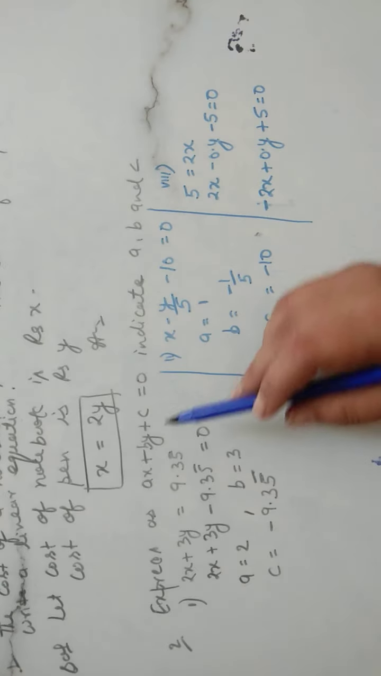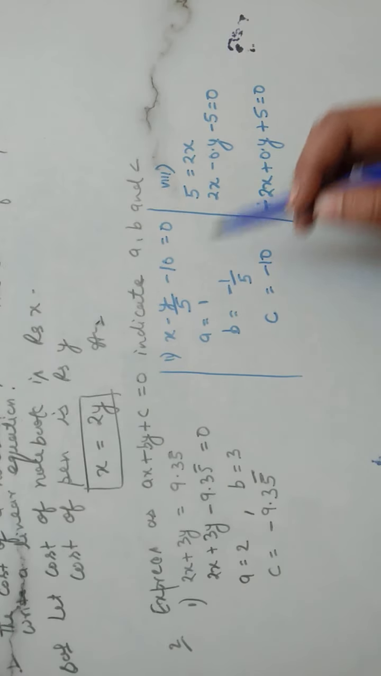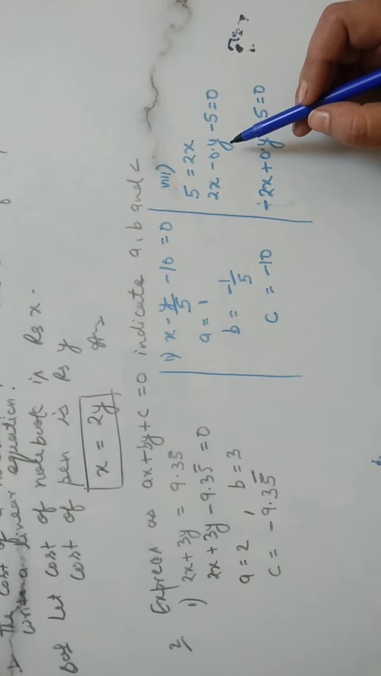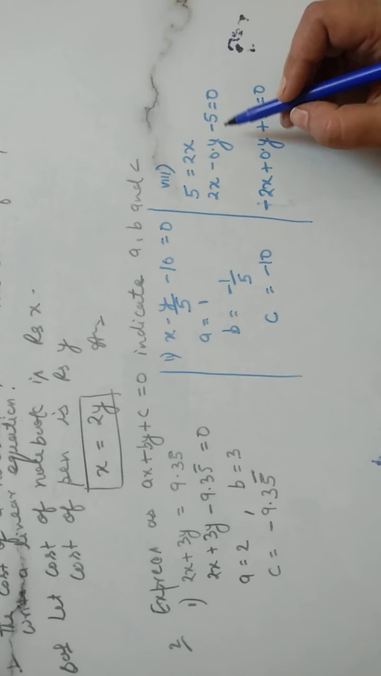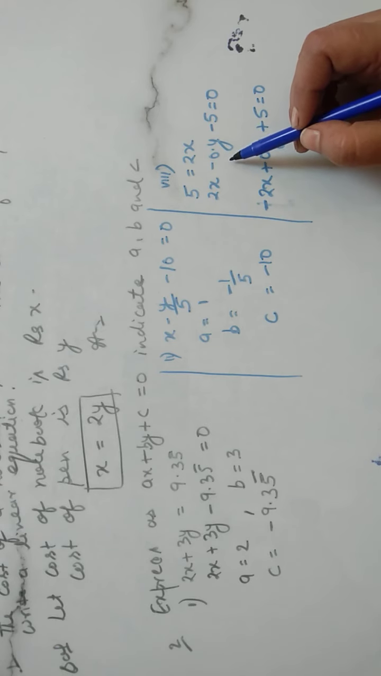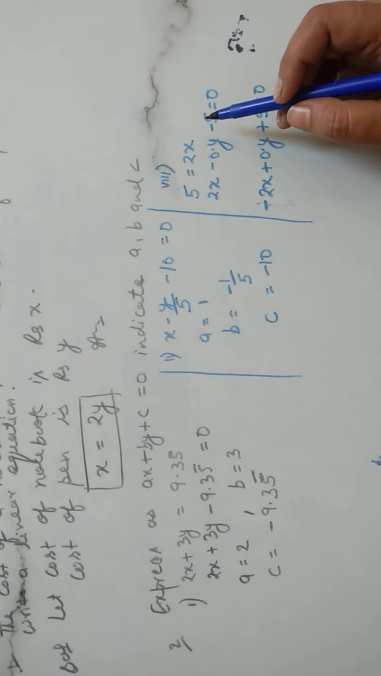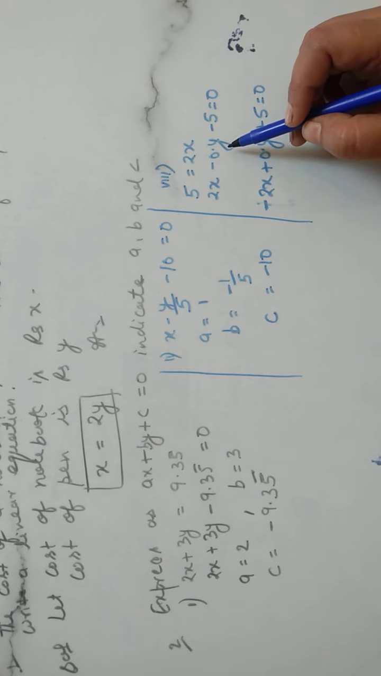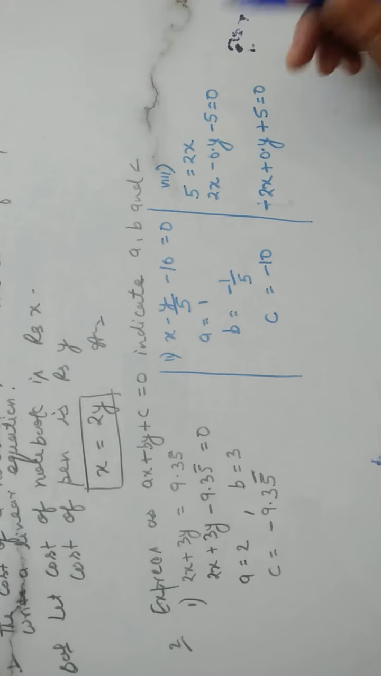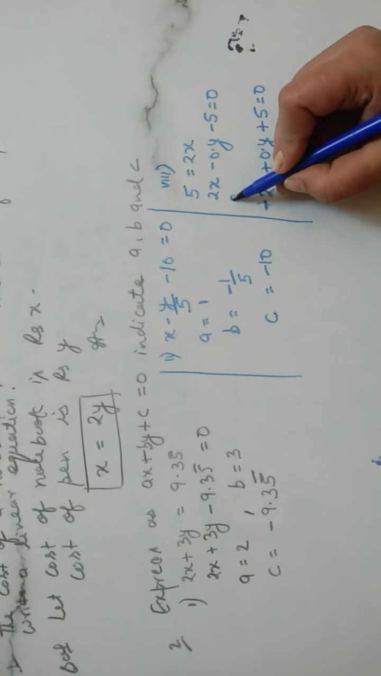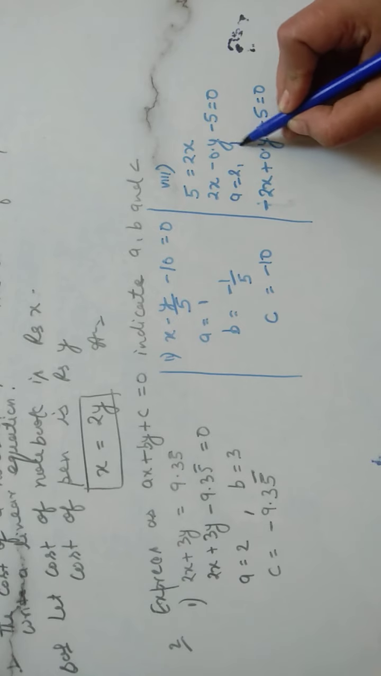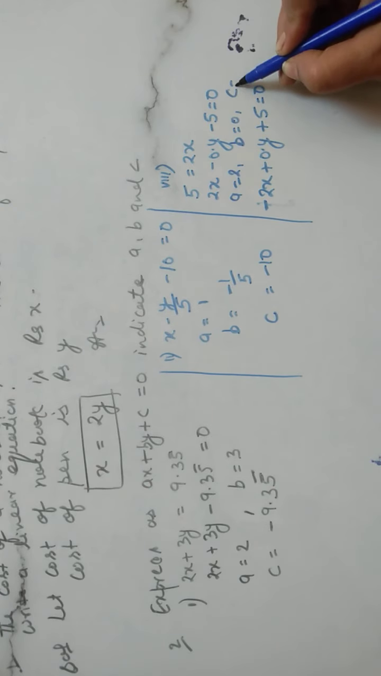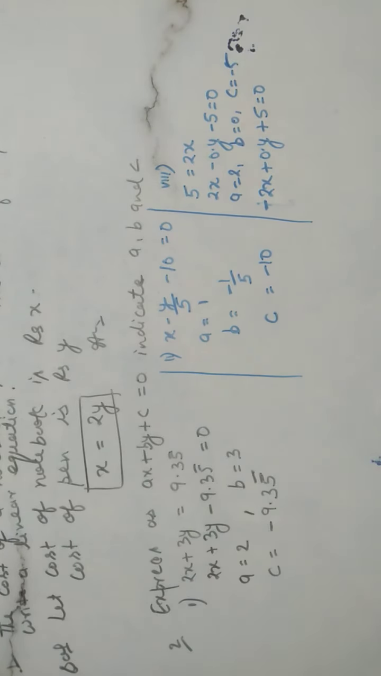Okay, now see, when you compare both, or when you are writing in this form, y is not here. So you write the coefficient 0 with y, because when you multiply 0 with y, you get 0 only. So what result do you get? 2x minus 0 multiplied by y minus 5 equals 0. On comparing, a is 2, b is 0 and c is minus 5.